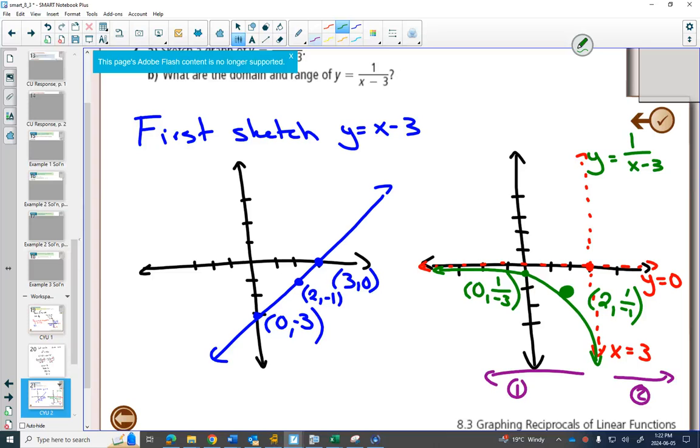Notice I have no points yet in section number 2. So if I go back to my original one, I could plug in 4. And what happens when I plug in 4? I get 4, 1. When I go to my green graph, that would mean I would get 4, 1 over 1, which is still 1. Ooh. And then that would be enough to say this section has to look like this.